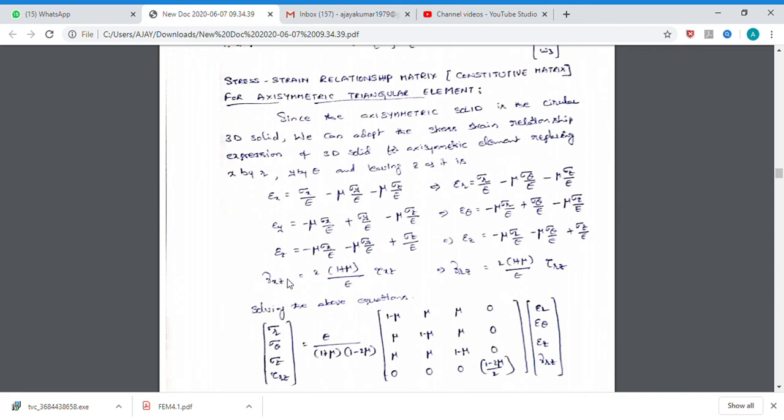So epsilon y is equal to minus mu into sigma x by E plus sigma y by E minus mu into sigma z by E. Epsilon z is equal to this one. Gamma xz is equal to 2 into 1 plus mu by E into tau xz. Okay, these are all the strain relations in the xy plane.